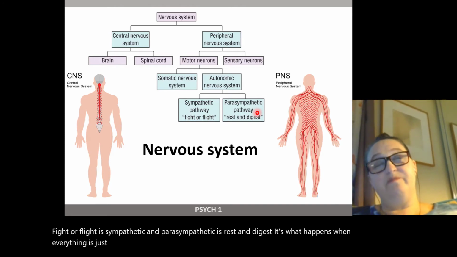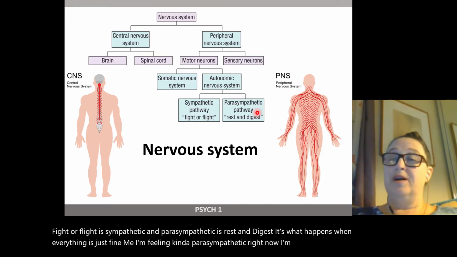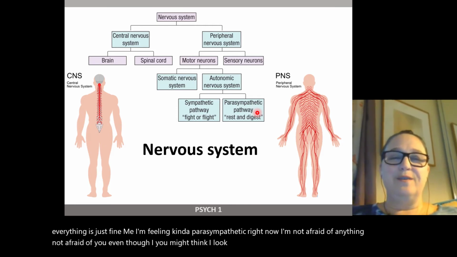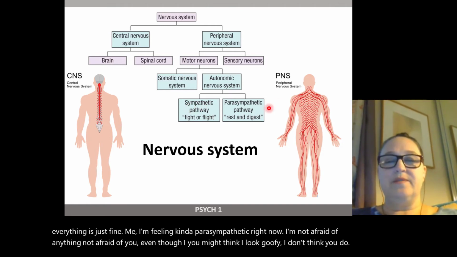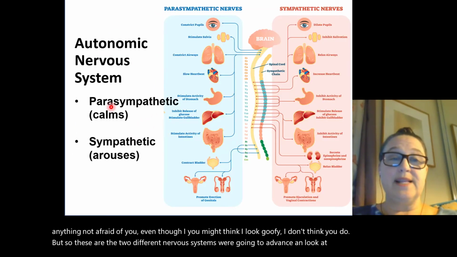Me, I'm feeling kind of parasympathetic right now. I'm not afraid of anything. I'm not afraid of you, even though you might think I look goofy. I don't think you do. But anyway, these are the two different nervous systems. We're going to advance and look at them a little bit more closely.